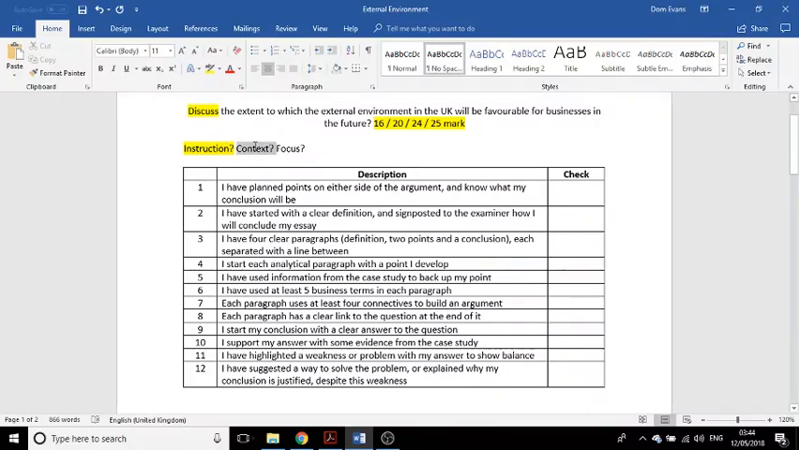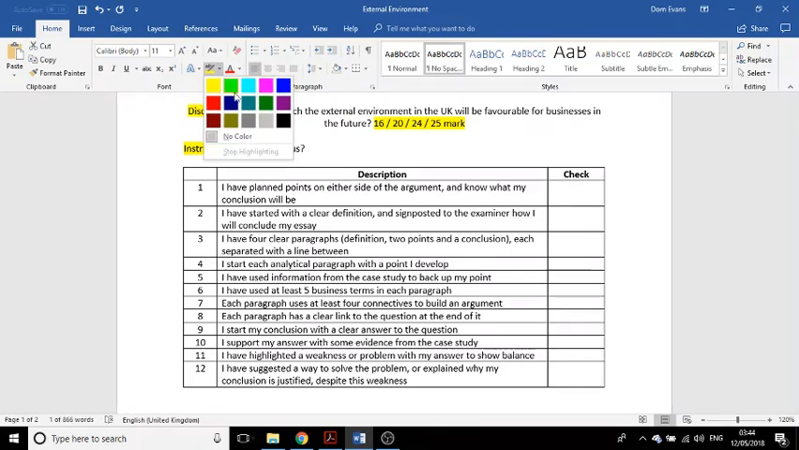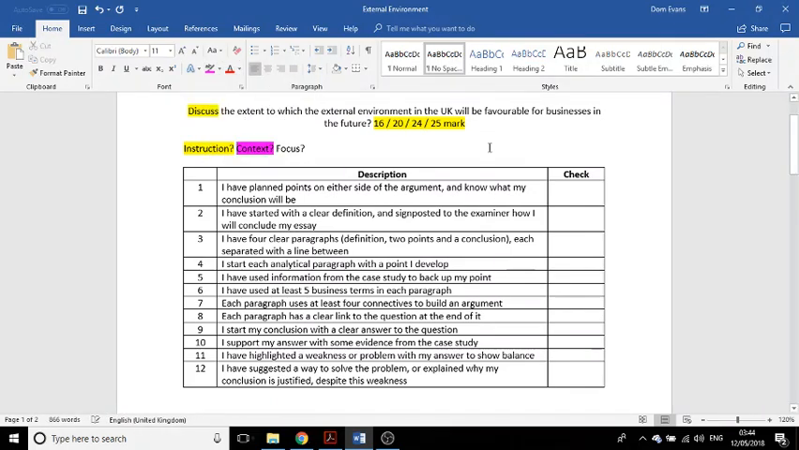The context of the question is what's the business scenario that we're going to be asking about. And the business scenario in the case of this question, discuss the extent to which the external environment in the UK will be favourable for businesses in the future. Well, it's the external environment in the UK and it's businesses in the future. So that's the context we're going to be looking at, UK businesses in the future.